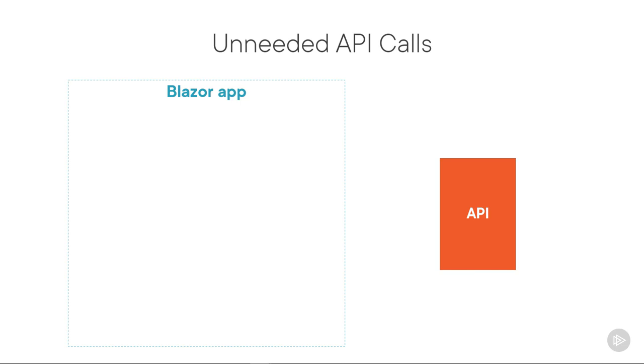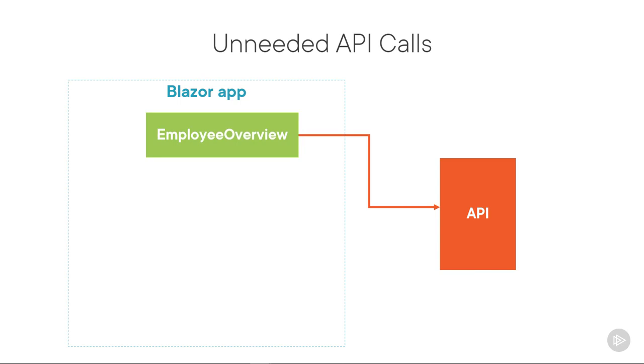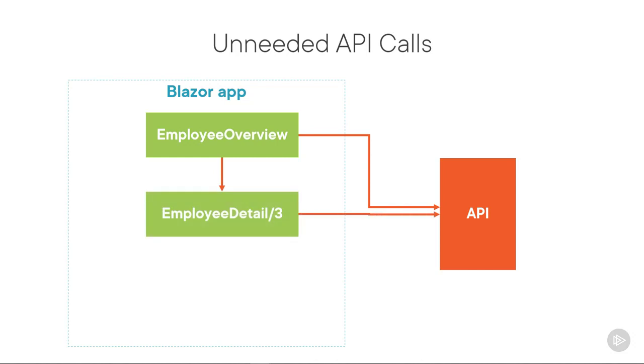our application. Say that in our Blazor app, we have the employee overview and the employee detail. The user that is working with the app will first navigate to the overview. That'll trigger an HTTP GET request to be sent to the API to get back all employees. Then they navigate to the details page of an employee with ID 3. A new API call is done to retrieve those details.